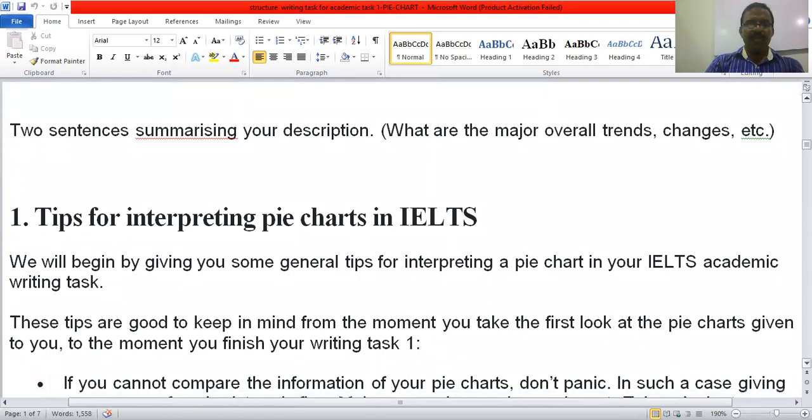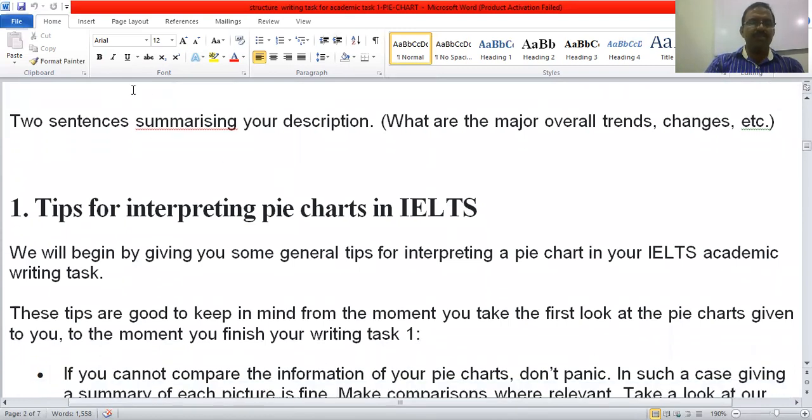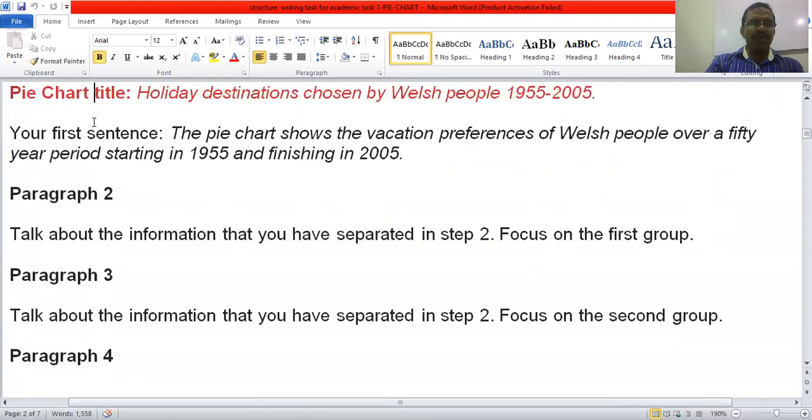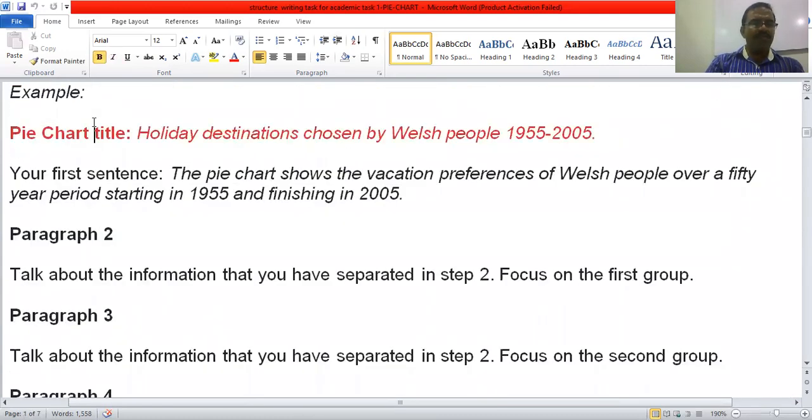Tips for interpreting pie chart. So I have just discussed with you how you will organize 4 paragraphs. First small paragraph will be about the introduction.